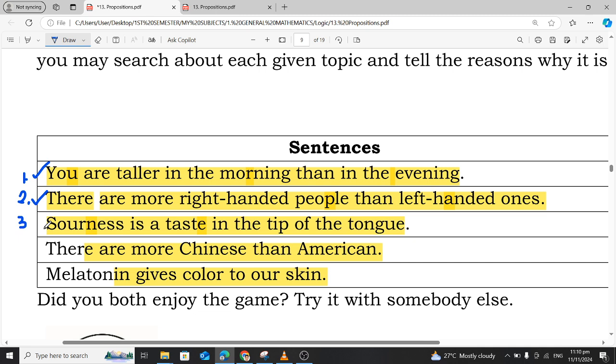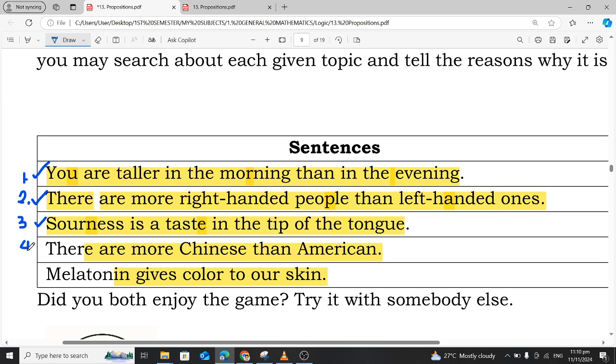Actually, sourness is a taste on the sides of your tongue, nasa kilid. Okay, so therefore it is a bluff. Though it is a declarative sentence, its truth value is false, or bluff.